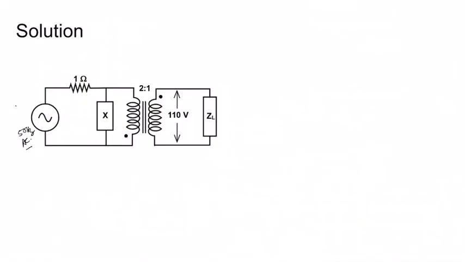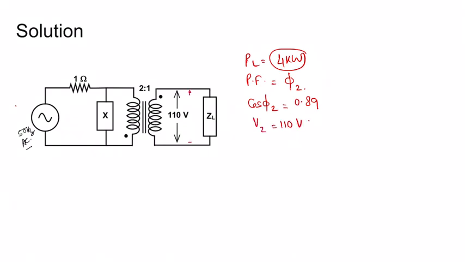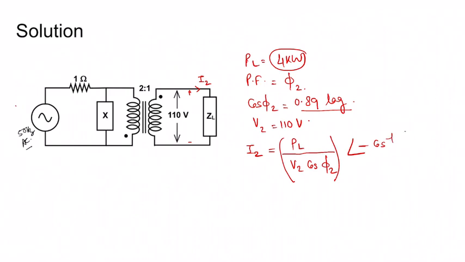Coming to the solution, this is the circuit as shown in the figure. Now 4 kilowatt power is absorbed by the load, so PL is 4 kilowatt load power, and the power factor angle is phi 2, given cos phi 2 equal to 0.89, and V2 is given as 110 volts. From here the load current I2 is defined by PL divided by V2 cos phi 2, since this is a single phase circuit. This is the magnitude, and cos phi 2 equal to 0.89 lag, that's why the angle becomes minus cos inverse 0.89.